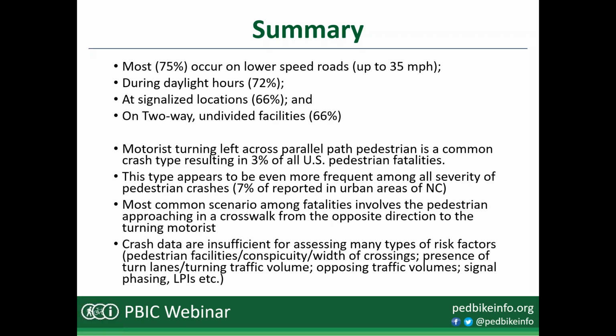But in summary, most of these occur on lower speed roads up to 35 miles per hour, three-quarters of them during daylight hours, which is atypical for pedestrian fatalities. They occur at signalized locations and on two-way undivided facilities by and large. But it's still a really common crash type, and as a result, we see a significant percentage of all U.S. pedestrian fatalities resulting from that. So with 3% of all fatalities being this parallel path type.